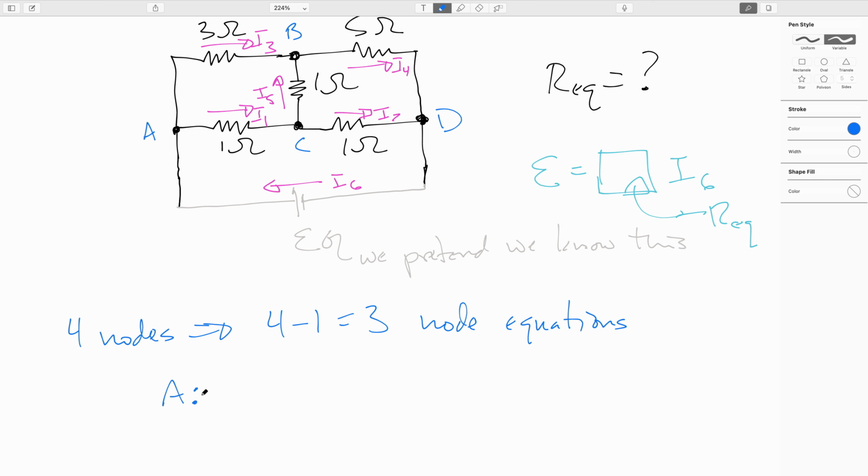So node A. What have we got going into node A? We've got I6 going into node A. Actually, let's draw a little box. So we got I6 going into A, and we have I1 and I3 going out of A. So I6 going in, and I1 and I3 going out. So current in equals current out. All right, let's do node B. For node B, I've got I3 and I5 going in and I4 going out.